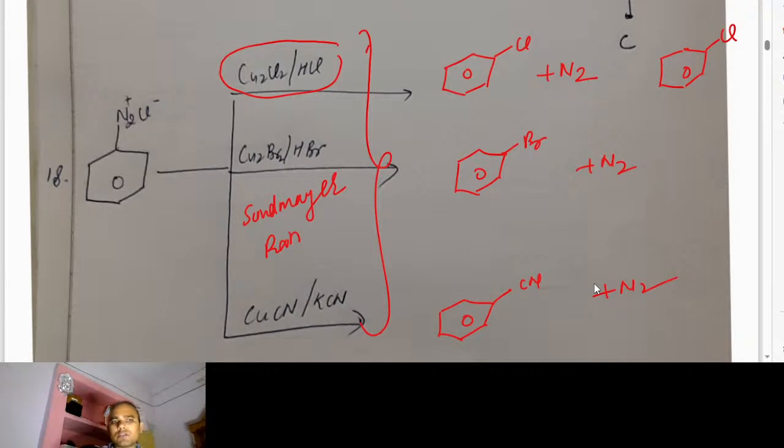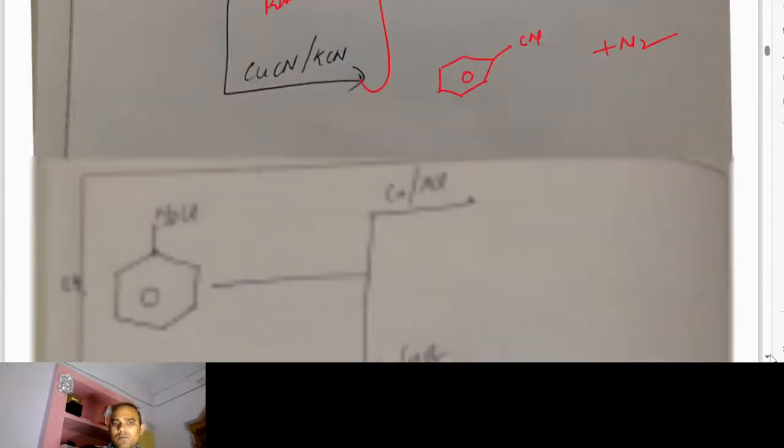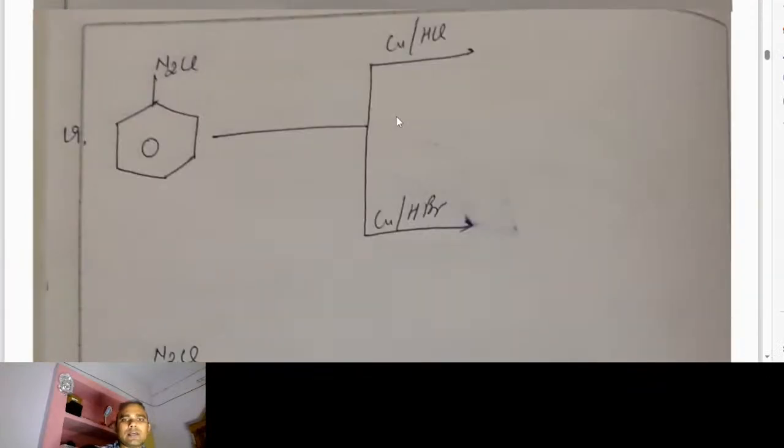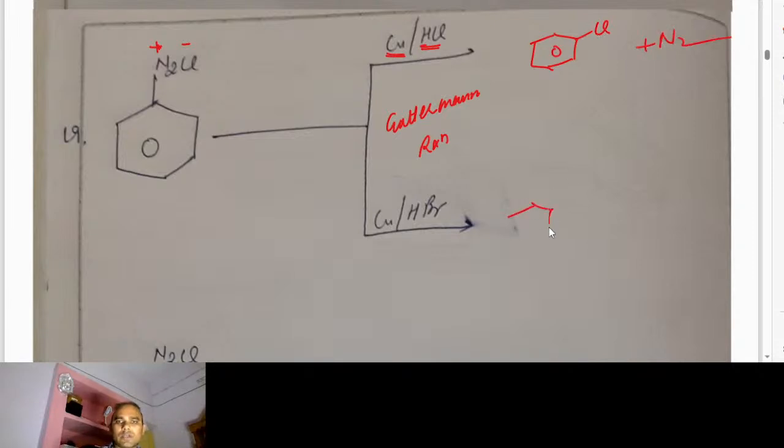Now move on to question number 19 and try to find the answer. This is an example of the Gattermann reaction. Here you need not take cuprous chloride; just copper powder with HCl, hydrogen halide, will give the substitution product. So here it is plus and here is minus. The product will be Cl plus N2 as usual, and here Br. It is easier than the Sandmeyer reaction. Directly treating with hydrogen halide and copper powder gives the product.